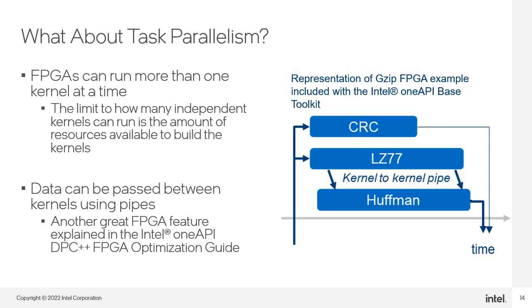You can achieve task parallelism by having many independent kernel scopes. FPGAs can run more than one kernel at a time. This is similar to multi-threading in CPUs. Pipes can be incorporated into the kernel scope for passing data between kernels. A good example of this can be found in the gzip compression example that is included with your download of the OneAPI based toolkit. The example has 3 independent kernels with kernel-to-kernel pipe structure. Bear in mind that the limit to how many independent kernels can run is the amount of resources available on the FPGA to build the kernels.